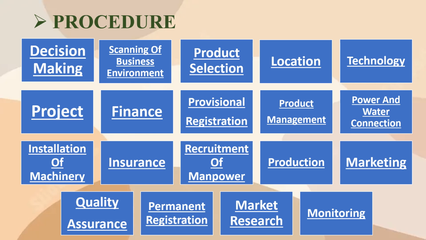Next procedure is the provisional registration. It is always worthwhile to get the unit registered with the government. The entrepreneur has to obtain the prescribed application from DIC or Director of Industries. After having duly filled in the application form, he has to submit the application with all relevant documents in the local DIC or the Directorate of Industries.